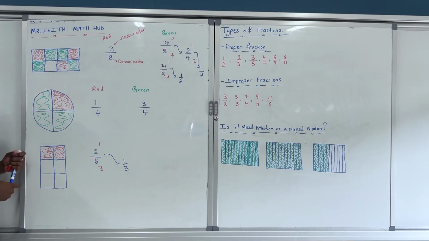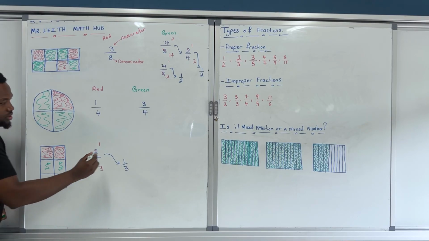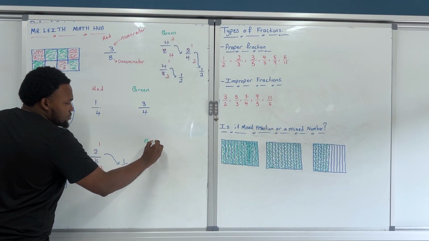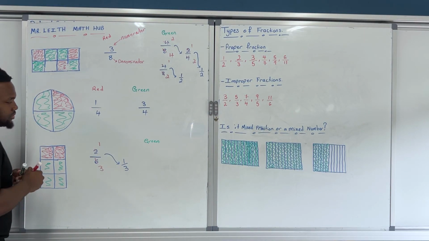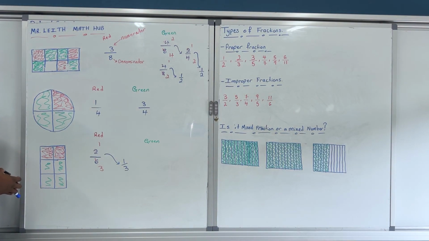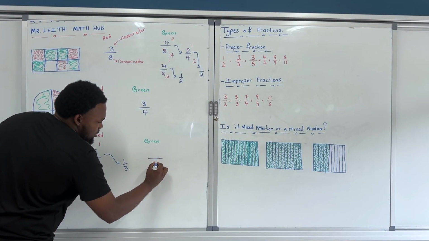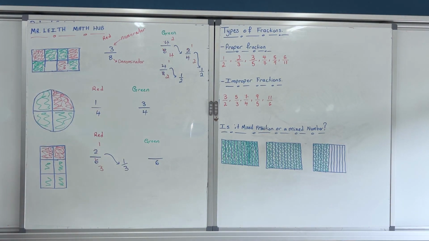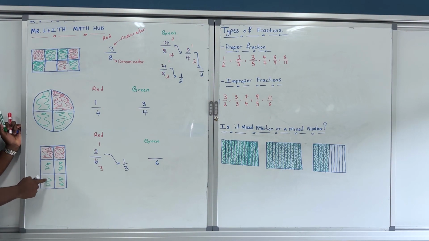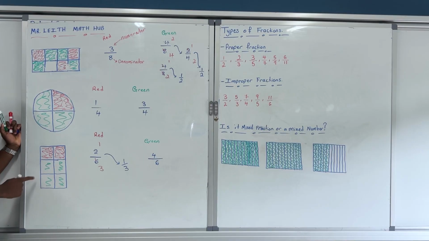Let's think about the remaining in green. So I will start off by identifying how much the shape itself is cut up into, which we have already established, which is 6. 1, 2, 3, 4. So what remains is 4 of the 6 that's there.